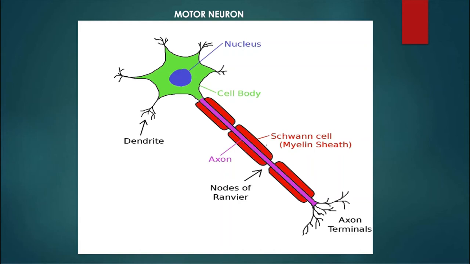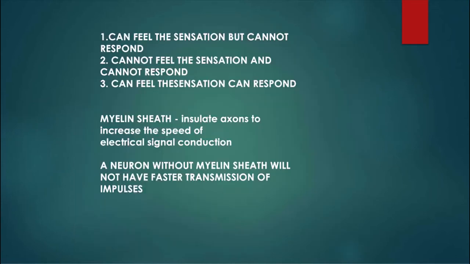Now we have three people here. The first person can feel the sensation but cannot respond. Assuming that all of them, let's say they put their hands on the fire. The first one can feel the sensation but cannot respond. What is happening to that person? It means that the motor neuron of that person is not working or something. Because the person can feel the sensation but they cannot respond because the sensation cannot reach the effector, right?